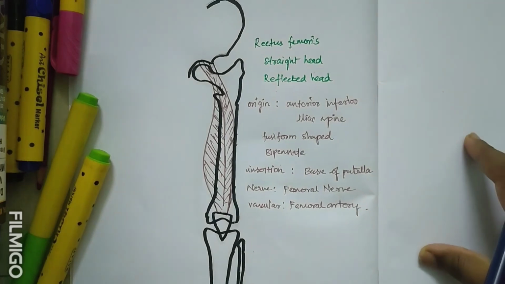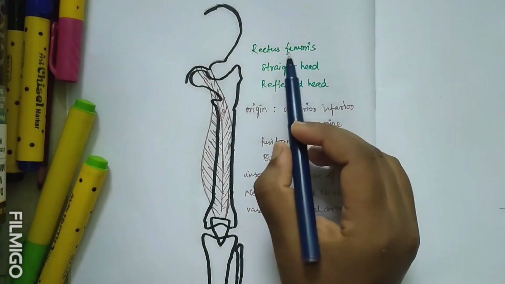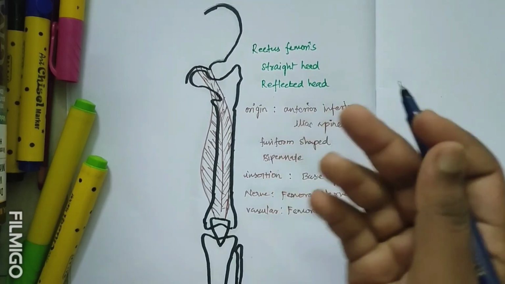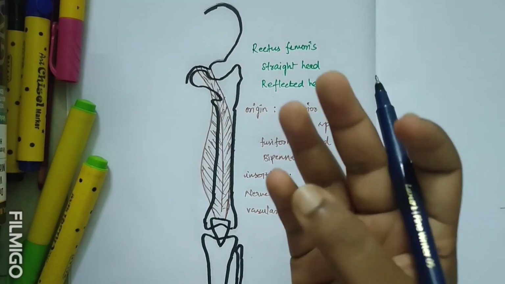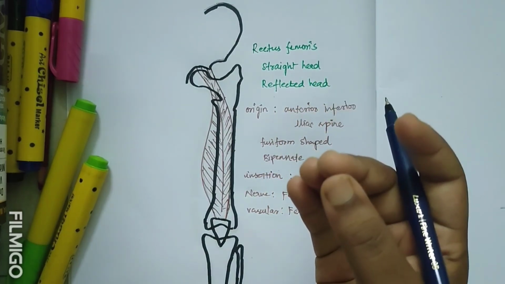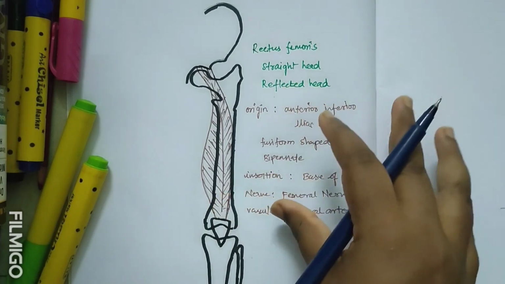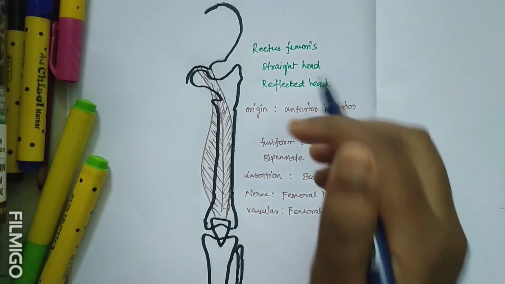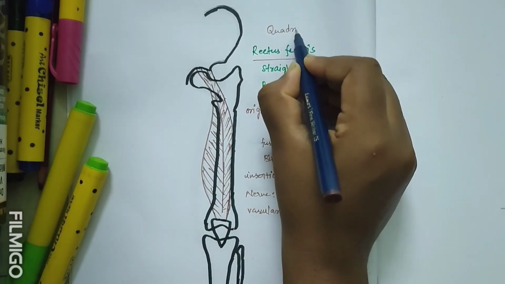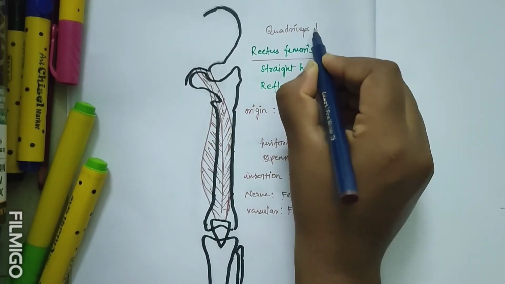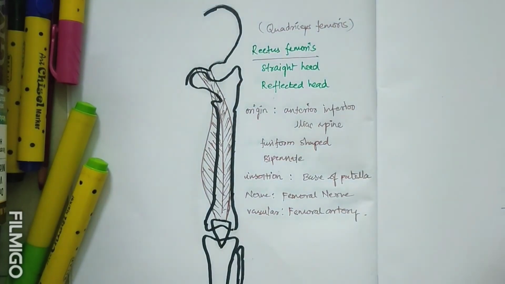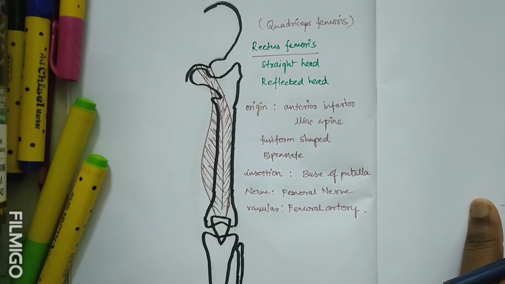I think you understand rectus femoris, and it is one of the muscles of the quadriceps femoris. The quadriceps femoris consists of vastus medialis, vastus intermedius, vastus lateralis and rectus femoris. That's all about the rectus femoris muscle.